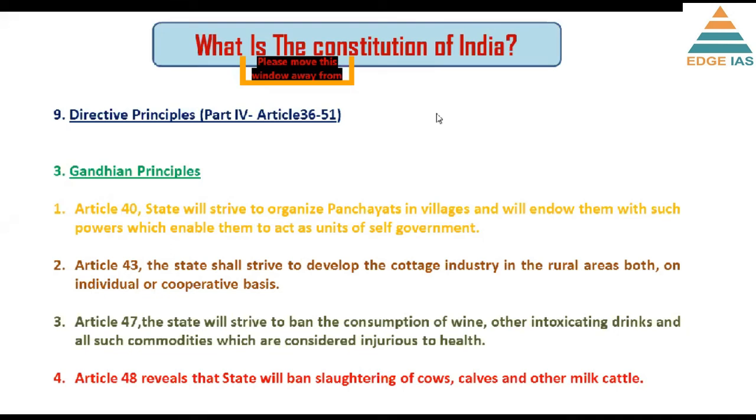Yes, ma'am. Okay. So Article 43 is about cottage industries, the handicraft. 47 is again a Gandhian principle that talks about the ban on the consumption of wine and other intoxicating drugs. 48 is again, you will understand just by reading it, that such a nature of directive principles can only be of Gandhian nature, right? For example, 48 talks about the slaughtering of cows, calves, and other milch animals.